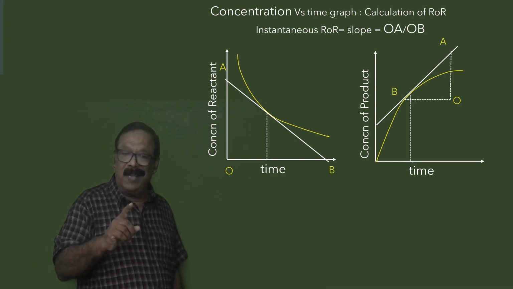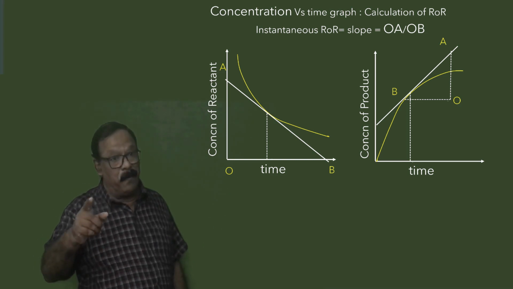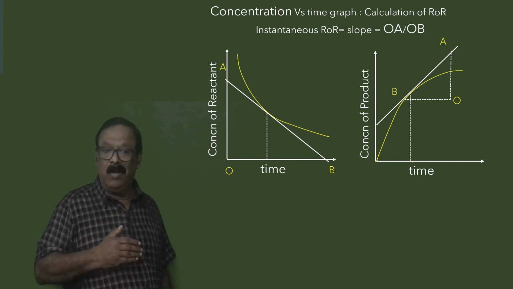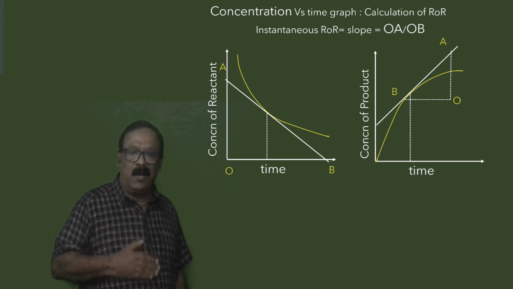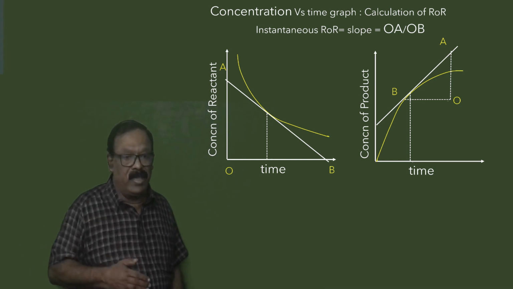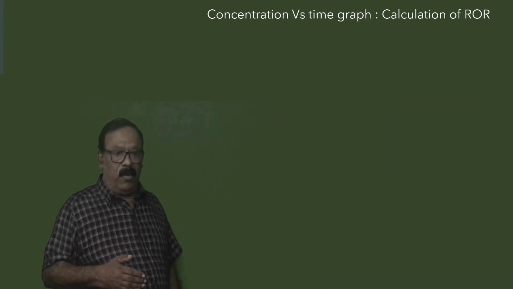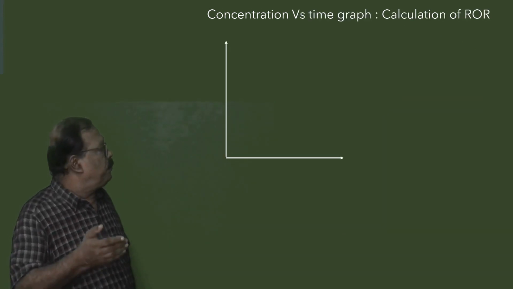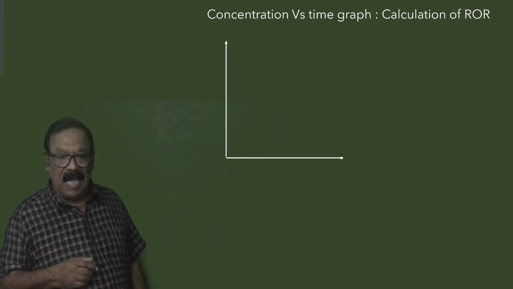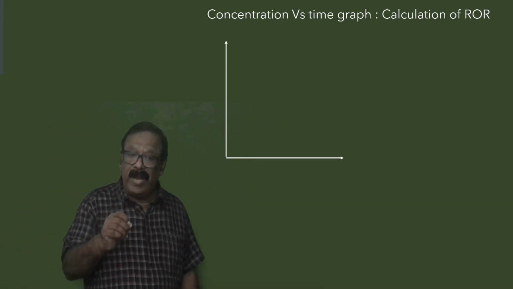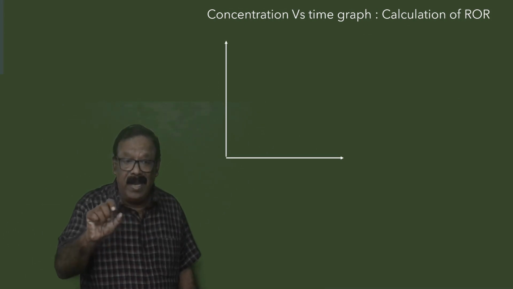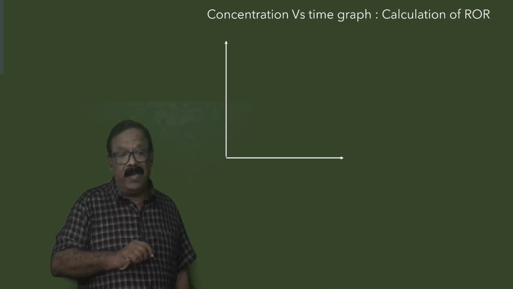Will this be constant? No. At different points, you will have different slopes. So the rate will not be a constant. It goes on changing with time. Now, how will you find the average rate? Average rate is the rate of reaction during a given time interval.